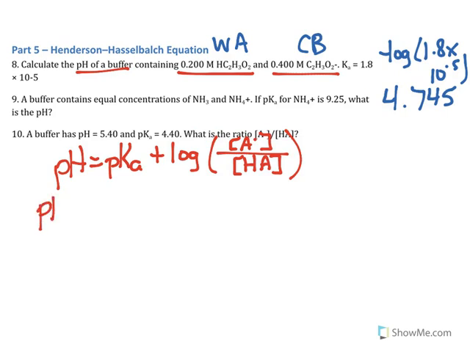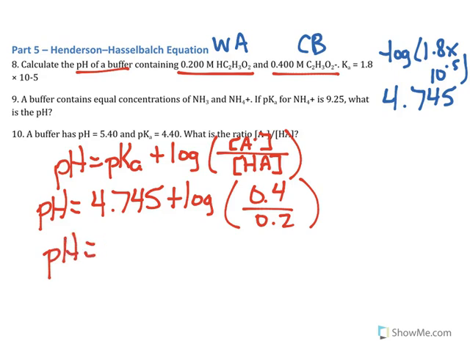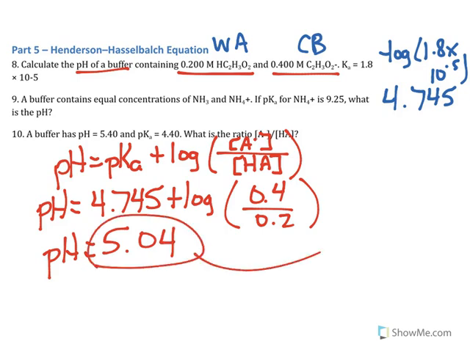So let's go through and plug in. pH equals the pKa for this weak acid, which is 4.745, plus the log of the conjugate base component of 0.4 over the weak acid component of 0.2. And you can just plug this into your calculator. This is going to end up yielding us a pH of about a 5.04, which does make sense. This pH is more basic than the pKa, which means I have a larger component of conjugate base than I do weak acid.